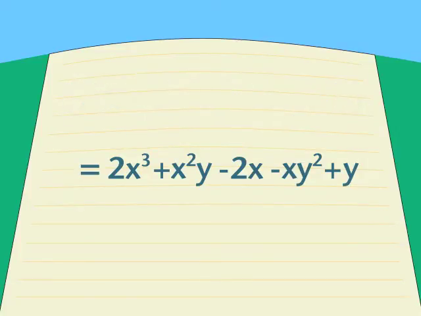Incidentally, can we call this answer a binomial? No, because it has more than 2 terms. It's called a polynomial expression. A binomial is an expression with 2 terms.